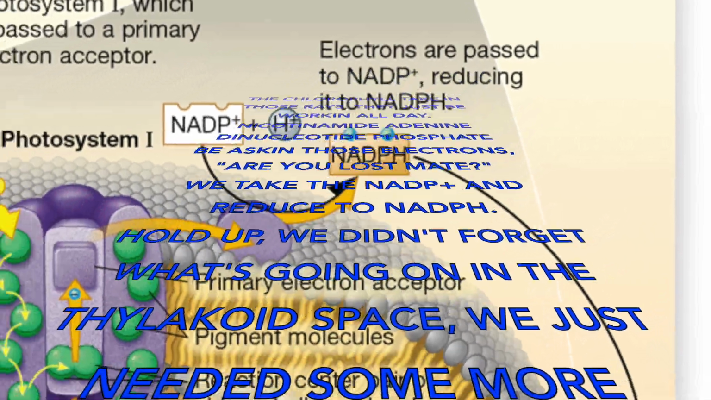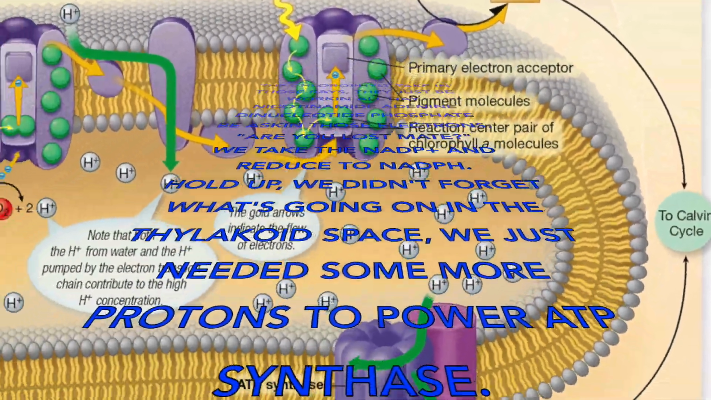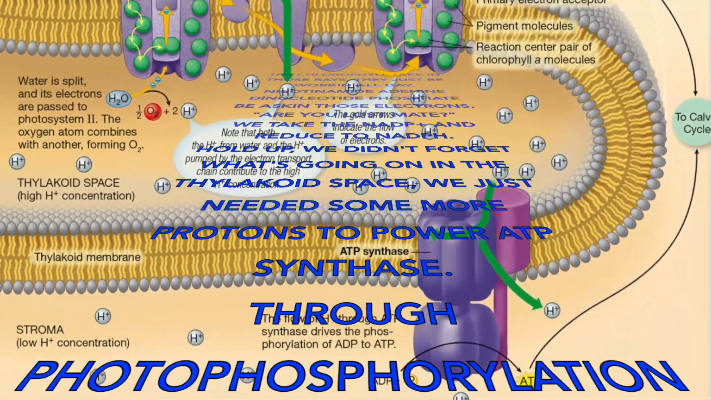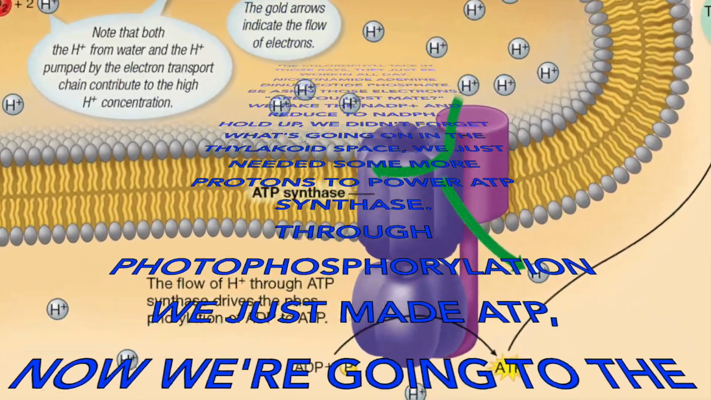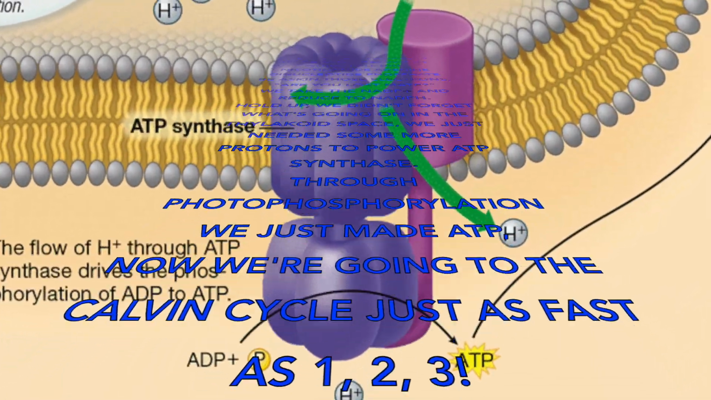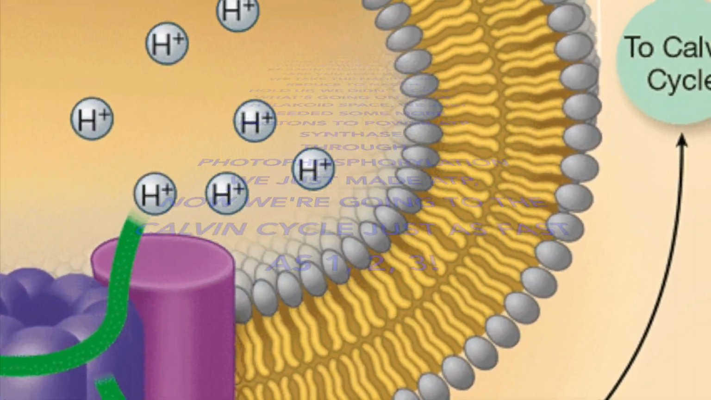Hold up, we didn't forget what's going on in the thylakoid space. We just needed more protons to power ATP synthase. Through photophosphorylation, we just made ATP. Now we're heading over to the Calvin cycle just as fast as 1, 2, 3.